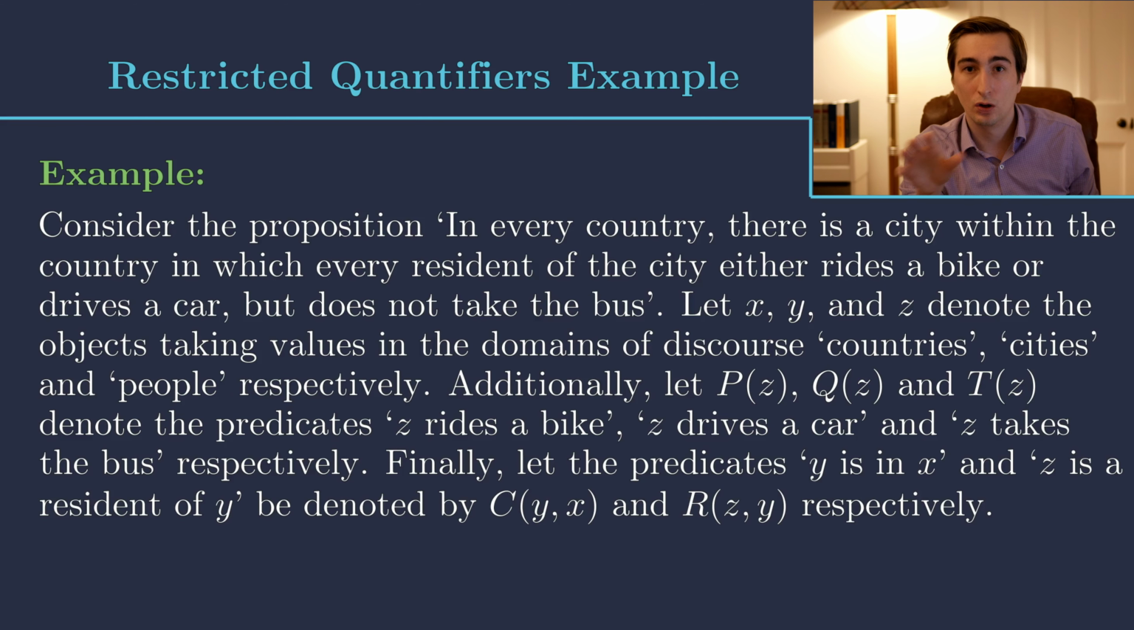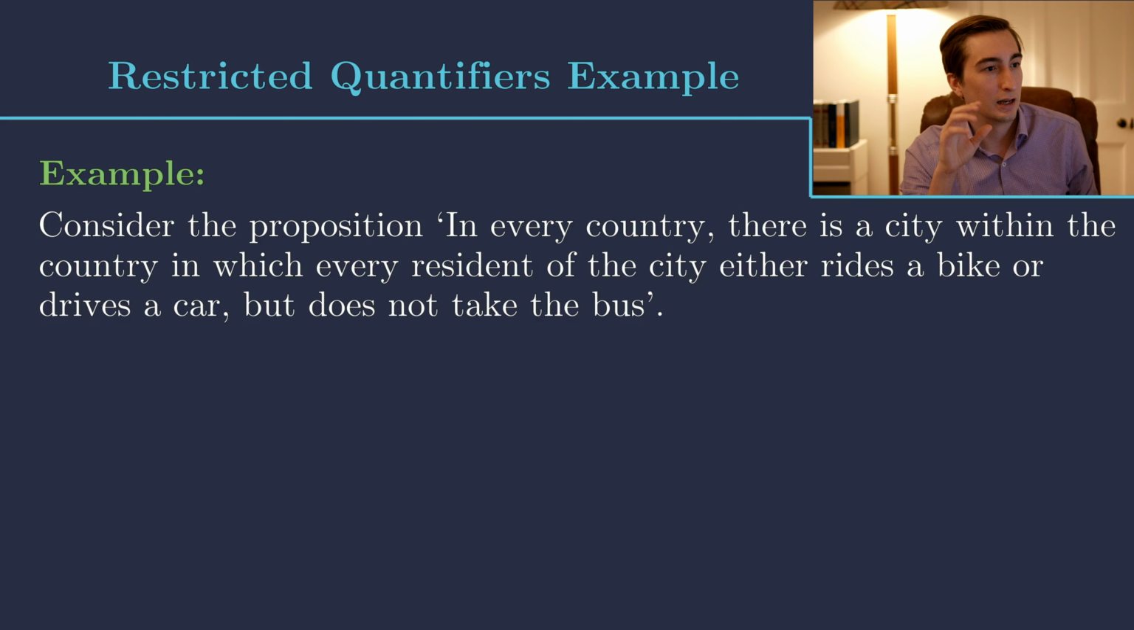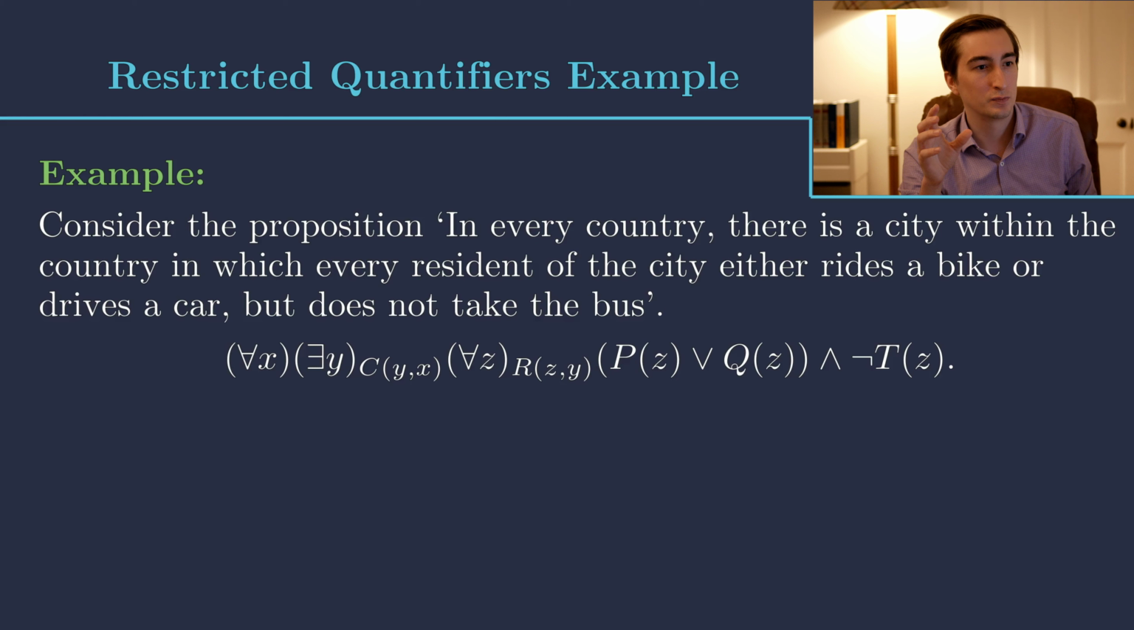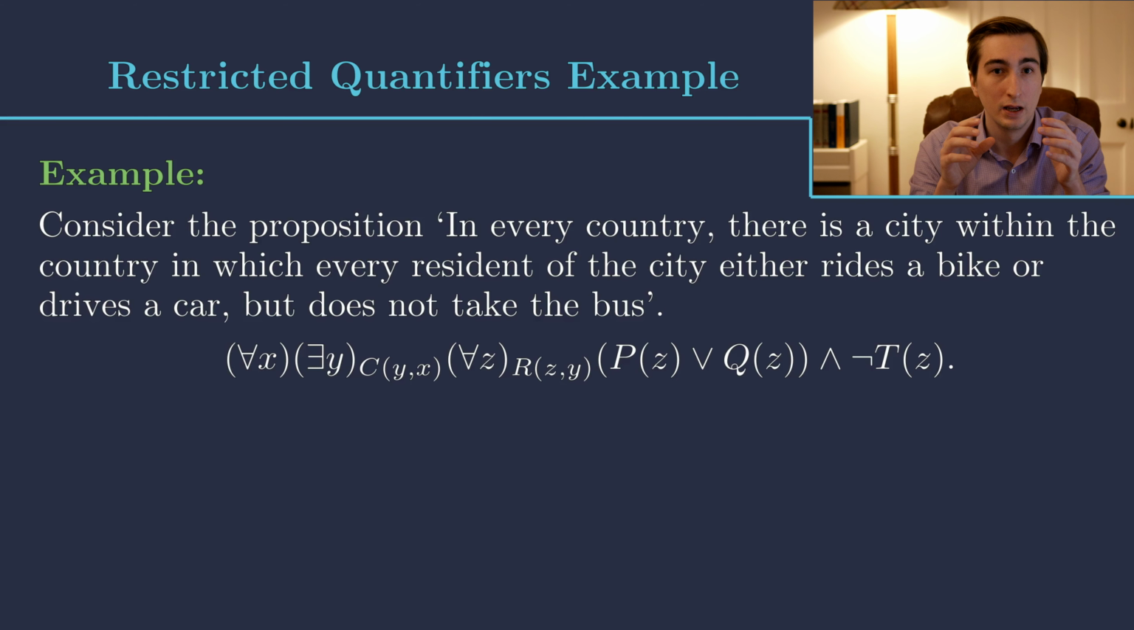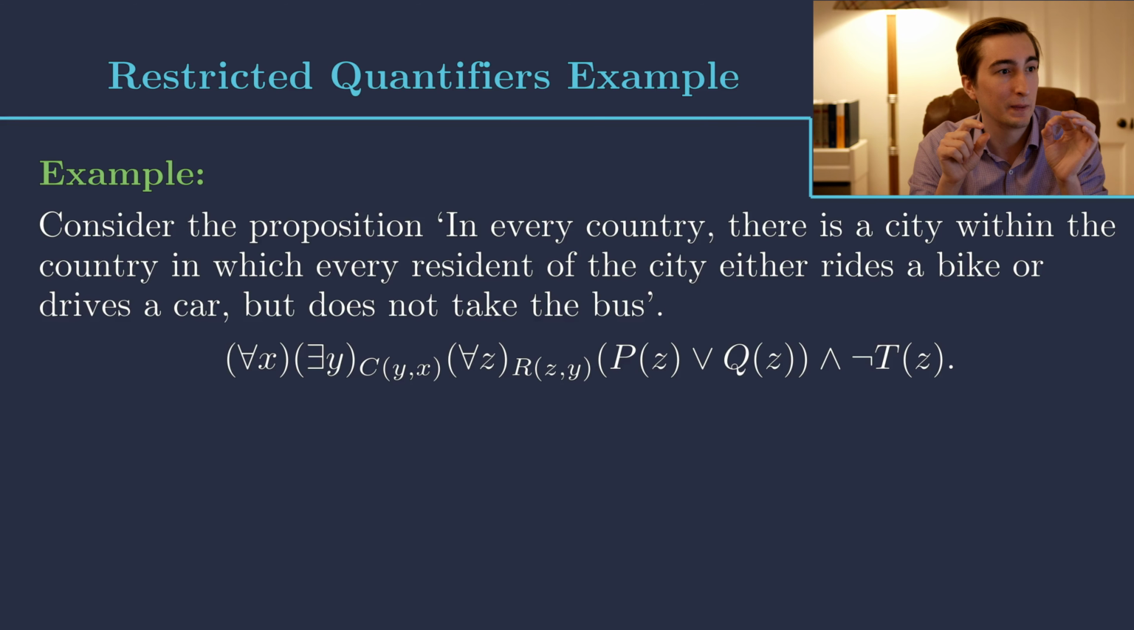So now we've got all our tools here. We've at least built up all our pieces of this statement or proposition, and we now want to write that statement in this language of first order logic. So let's make some space and let's write that statement out now using all those pieces we just defined. So we've got here, for all X, there exists a Y restricted to C(Y,X). So that's effectively this statement here. We've got in every country, there is a city within the country.